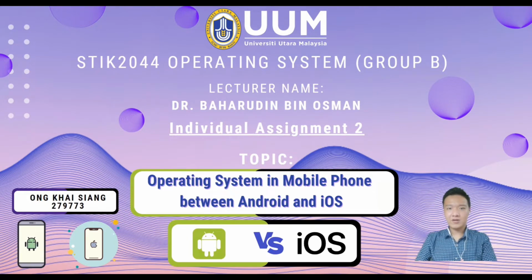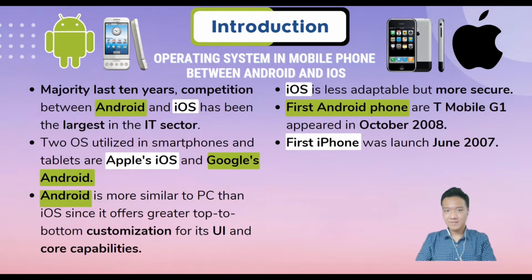Today I'm going to present on our individual assignment 2, which is the topic of operating systems in mobile phones between Android and iOS. For the introduction, for the majority of the last 10 years, competition between Android and iOS has been the largest in our IT sector. The two operating systems utilized in smartphones and tablets are Apple iOS and Google Android. Android is more similar to a PC than iOS since it offers great top-to-bottom customization for its UI and core capability, while iOS is less adaptable but more secure.